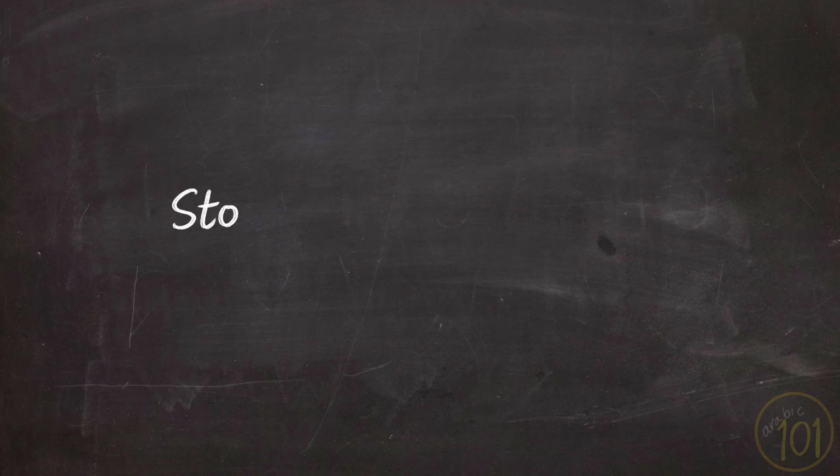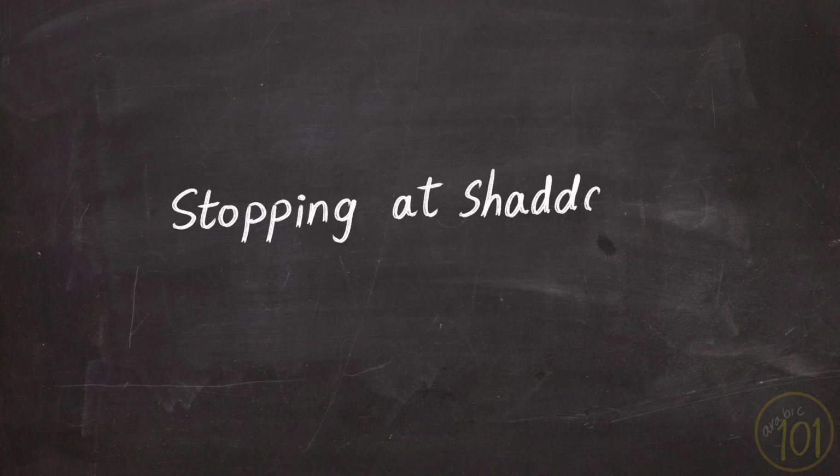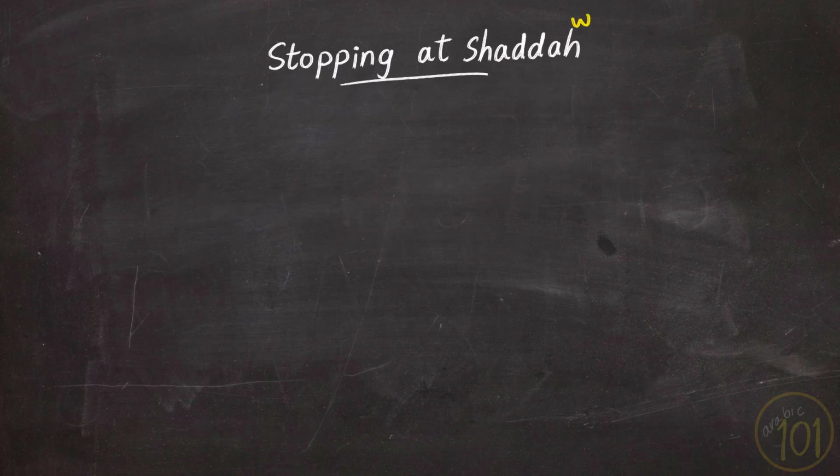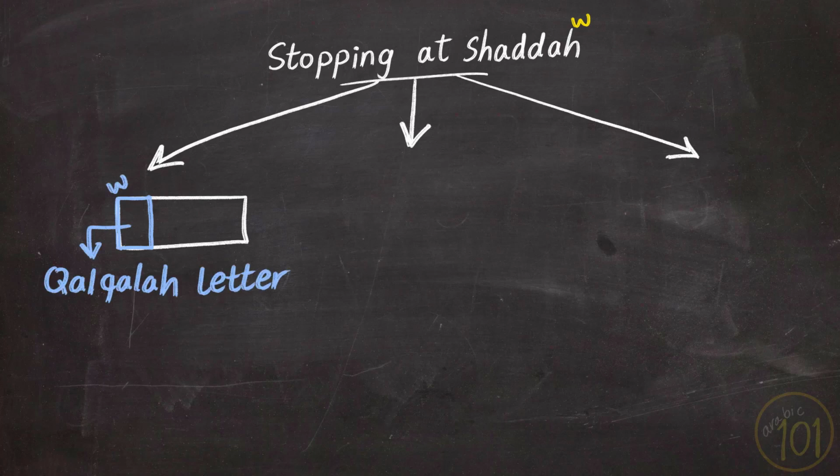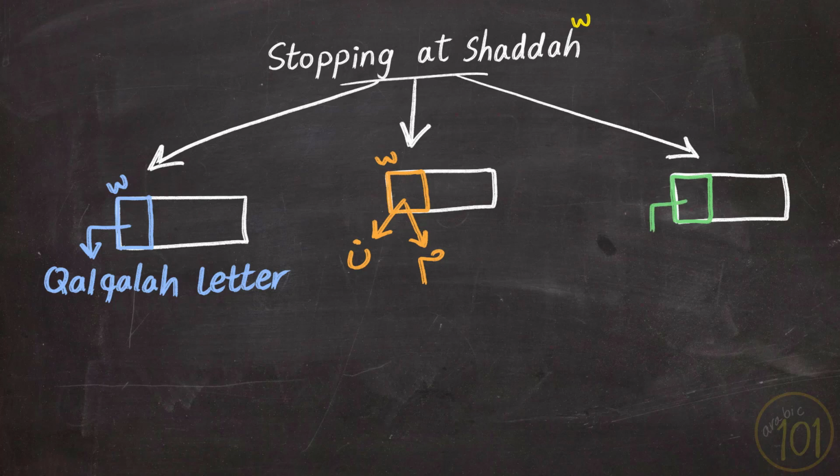Well, if you want to stop at a word ending with a shaddah, it will be one of three possibilities. 1. The letter with shaddah is a qalqala letter. 2. It is either noon or mim with a shaddah. And 3. It is any other letter.